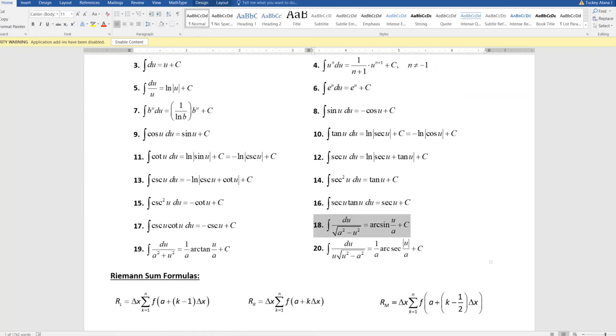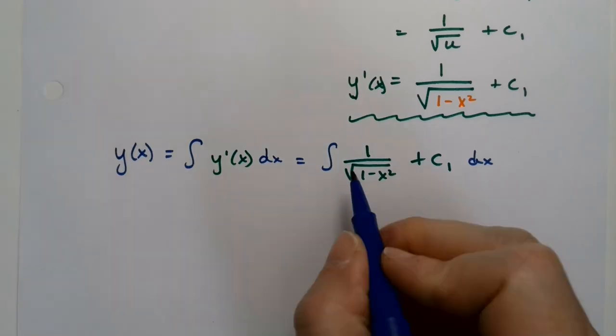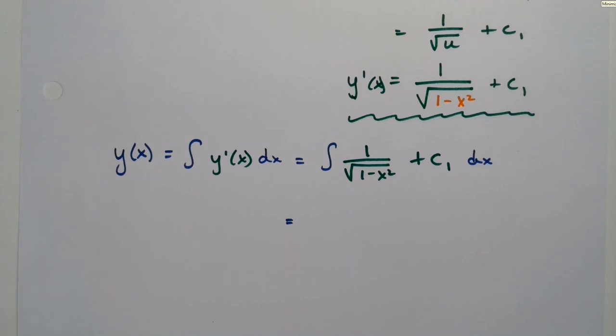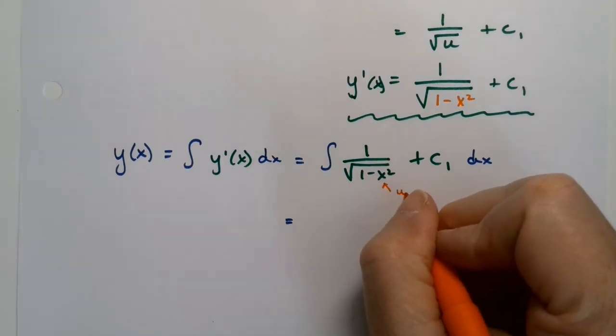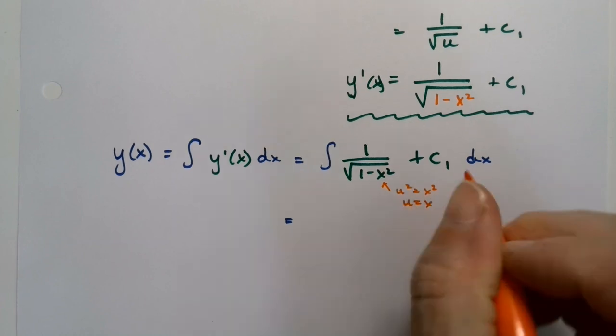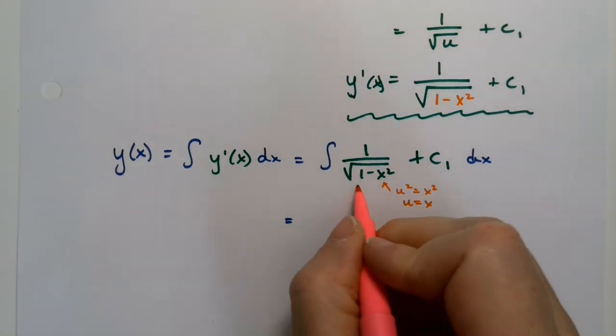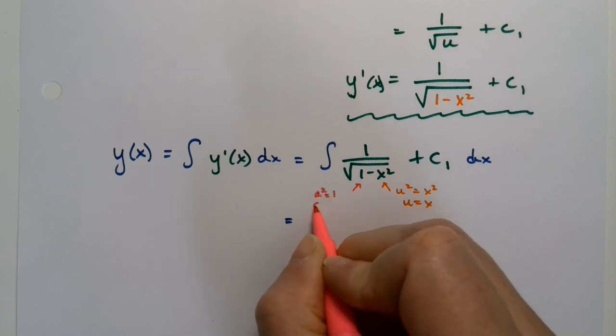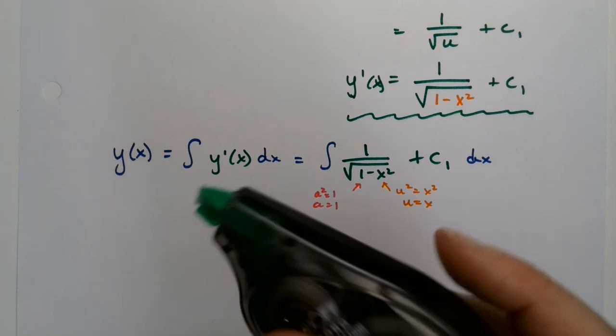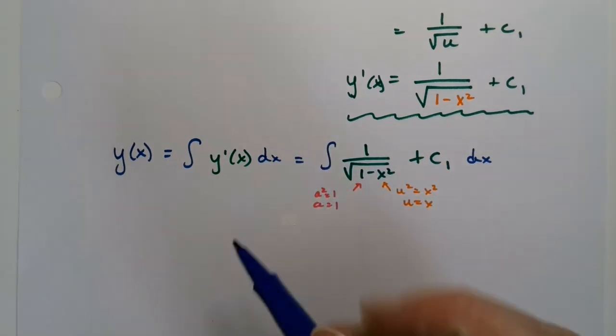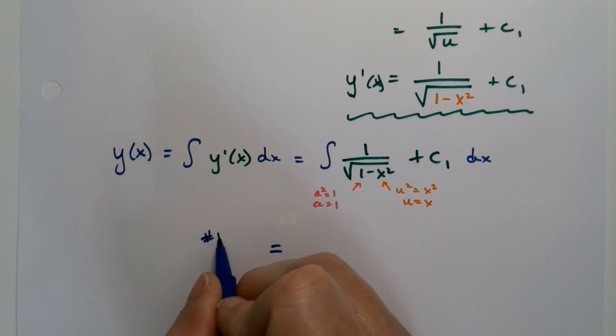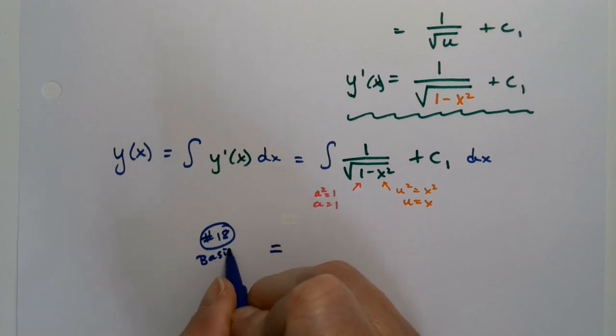That the integral of du over the square root of a squared minus u squared is arc sine of u over a. So using that idea, we can have our formula. So u squared equals x squared, so u is equal to x, and a squared is equal to 1, so a is equal to 1. So using formula number 18, I don't know what it is in the big table, it's in there somewhere too, but number 18 integral formula.